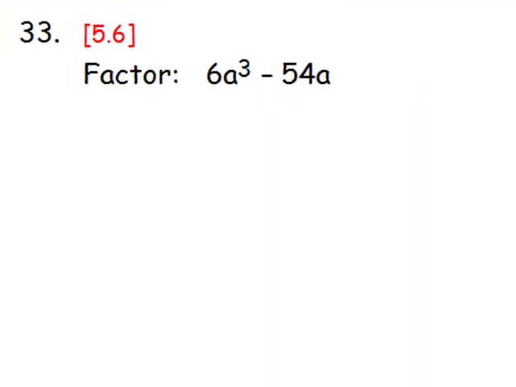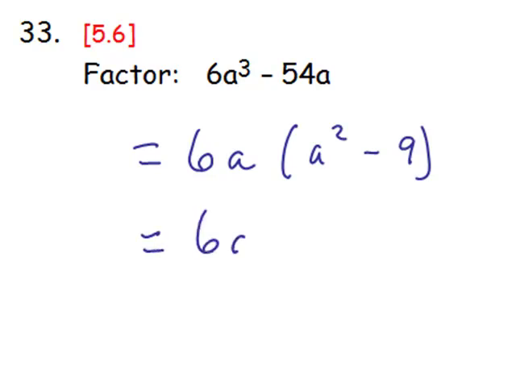Number 33, let's see, just two terms. It is a difference, but it's not the difference of squares. So here we're going to factor out common factor, 6 and a, and as we do, we're left with an a squared and a minus 9. Normally we might be done just factoring out 6a. But the binomial is the difference of squares, so it should be factored further into a minus 3 times a plus 3.